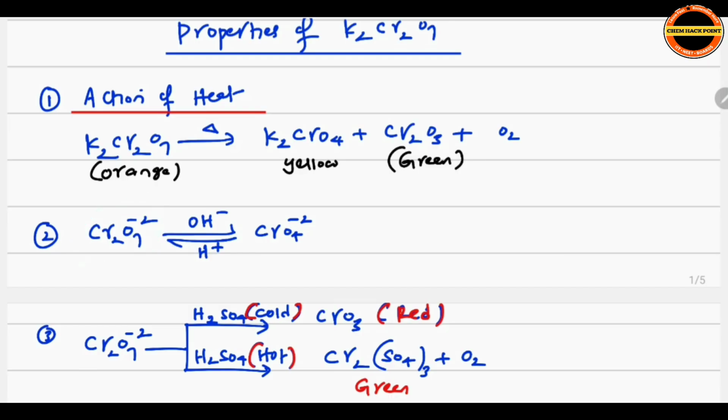Cr₂O₇²⁻, when placed into basic medium, gives CrO₄²⁻. When CrO₄²⁻ is placed into acidic medium, it gives Cr₂O₇²⁻. So what we can specify here, Cr₂O₇²⁻ is stable in acidic medium, whereas CrO₄²⁻ is stable in basic medium. Why? Because if we place potassium dichromate into basic medium, it gives CrO₄²⁻, so stable in basic medium.